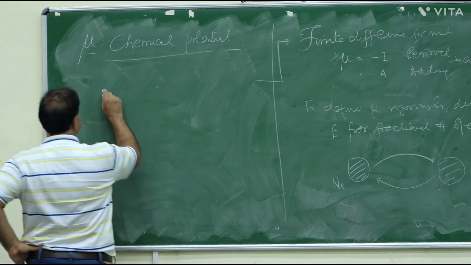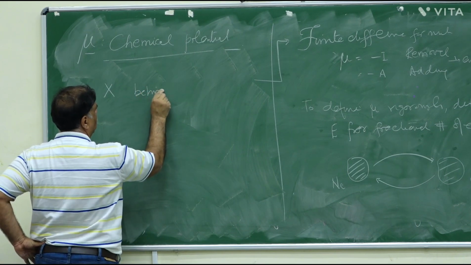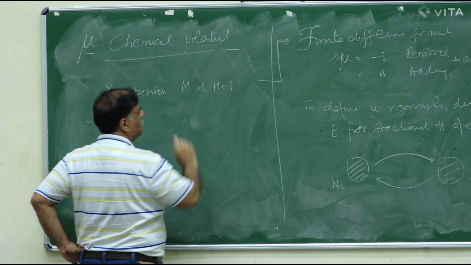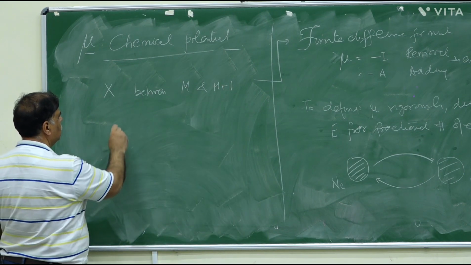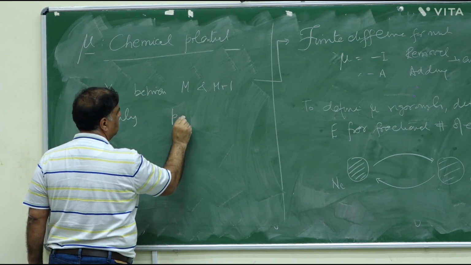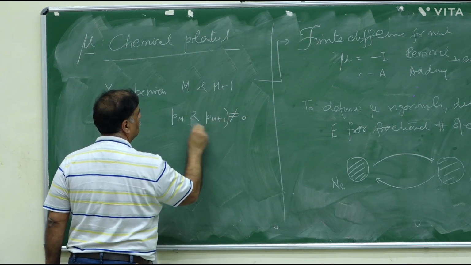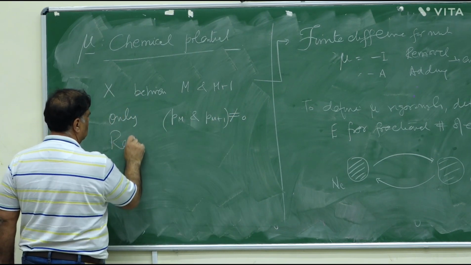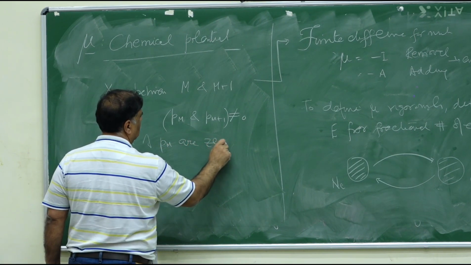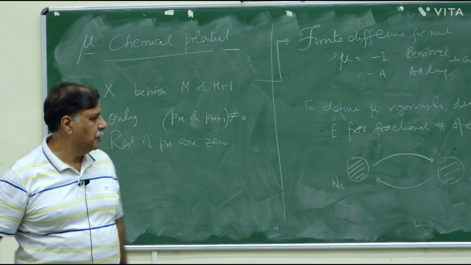But the only way you can do it is for the number x between, say, m and m plus 1, then only P_m and P_(m+1) are non-zero. The rest of the P_n's are 0. So you mix only 2 states. You can prove it.